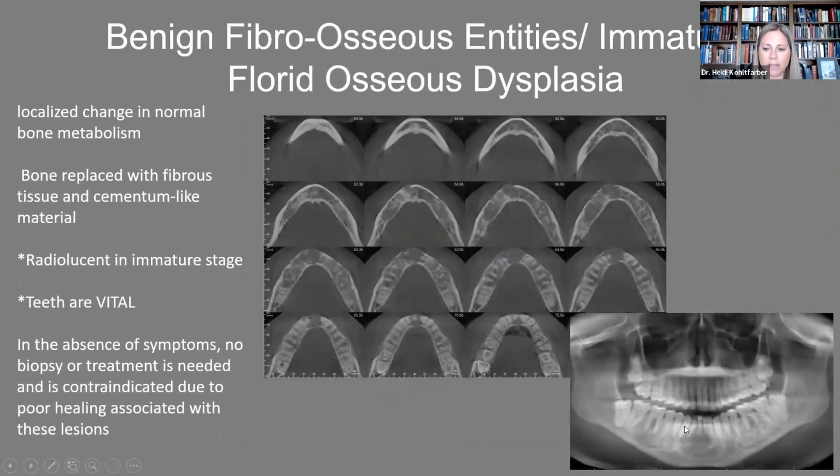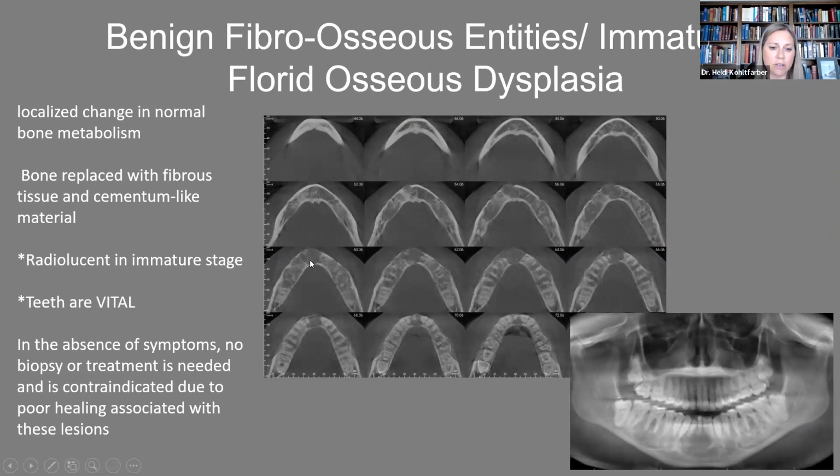And here's some other cases of some great benign fibro-osseous entities. If we have them in 2 or more quadrants, we're going to call it florid osseous dysplasia. This actually will increase the patient's risk for osteomyelitis. The teeth are vital. And again, we have this thinning and expansion of otherwise intact cortical borders, and we have this nice ground glass appearance or density to the bone.